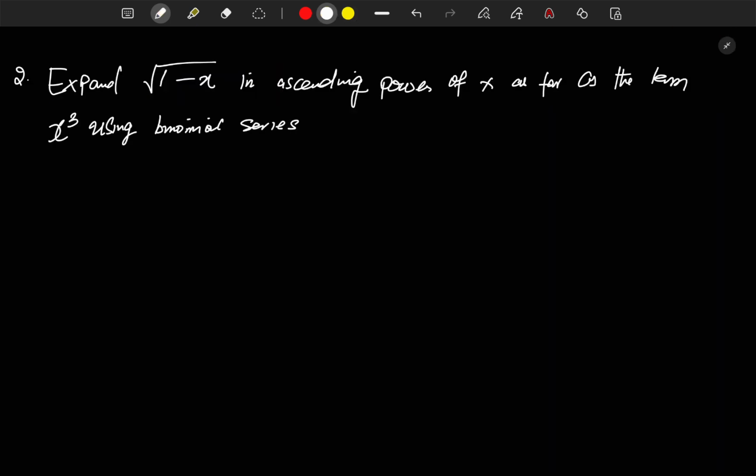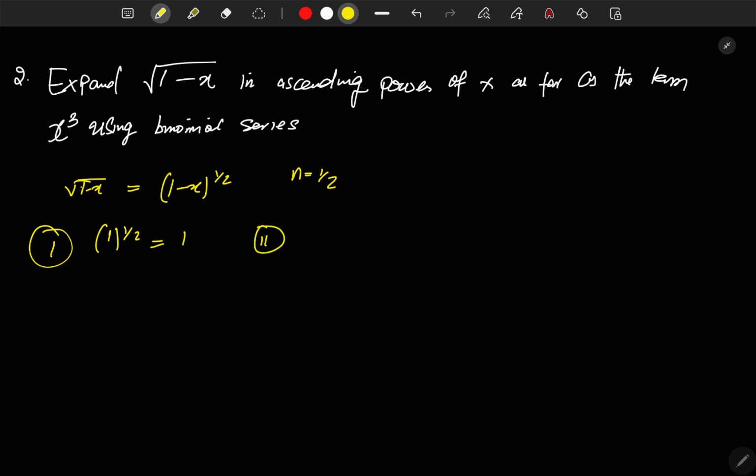Next question: expand the square root of 1 minus x in ascending powers of x as far as the term x to the power 3 using binomial series. Step 1, we know that the square root of 1 minus x is the same as (1 minus x) to the power half. So our n here is half. Our first term will be 1 to the power half, which will just be 1.